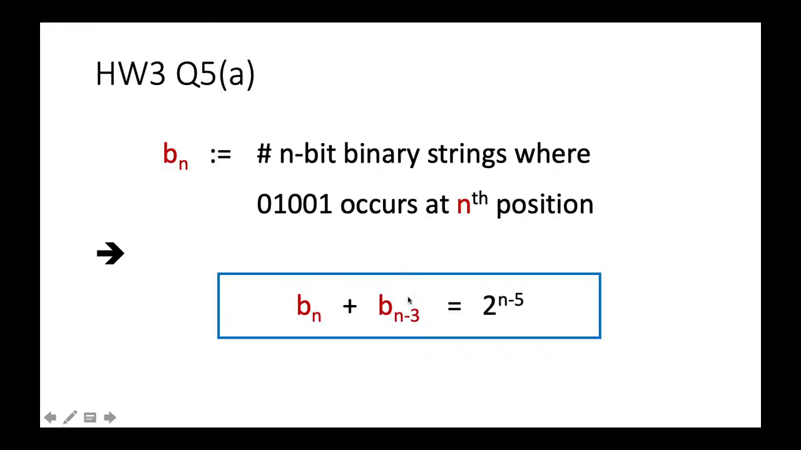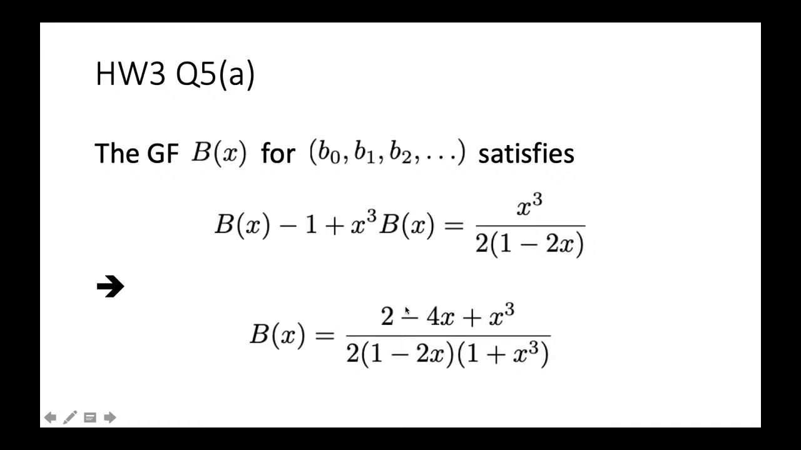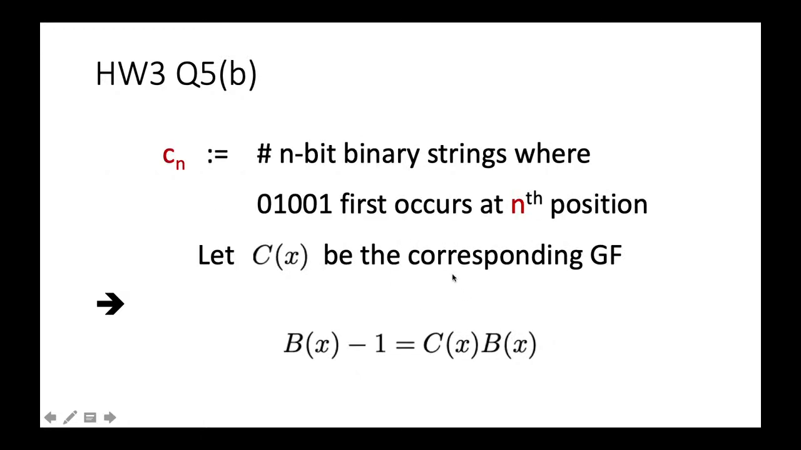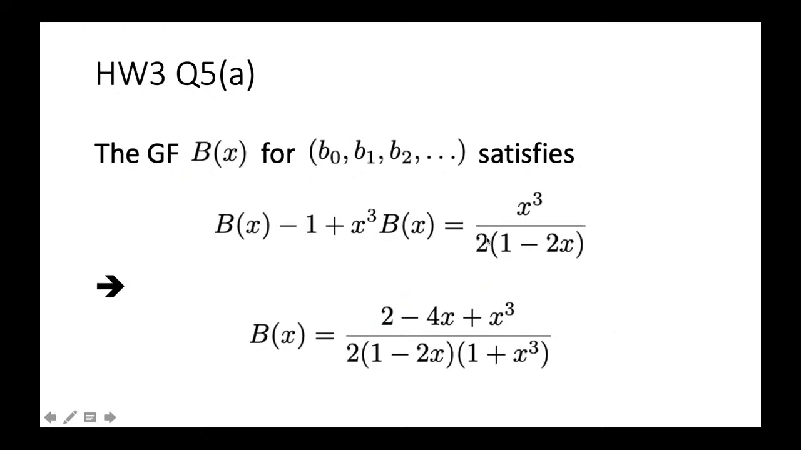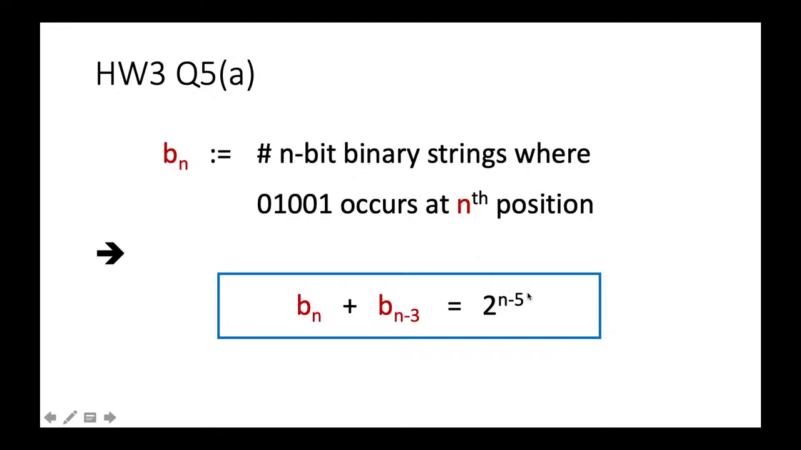And the summation due to these bn minus 3 terms, we will have x cubed multiplied with Bx. And the summation of terms like this. If you look at this, what is the first term that we have? We are going to add things when n is equal to 3, right? So when n is equal to 3, we will have 2 to the power minus 2. So it is going to be divided by 4, okay? So the first term is actually equal to 1 over 4.